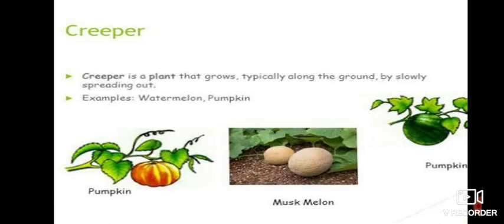Then creepers. Now what is creeping? Creeping means developing or moving slowly. So creepers are the plants which slowly grow along the ground, such as pumpkin, watermelon, muskmelon, etc.